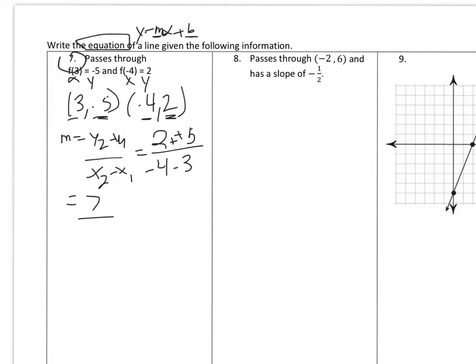And then negative 4 subtract 3 even further gives me negative 7. And this simplifies to negative 1. So my slope is negative 1. But I still need that y-intercept, that b value.